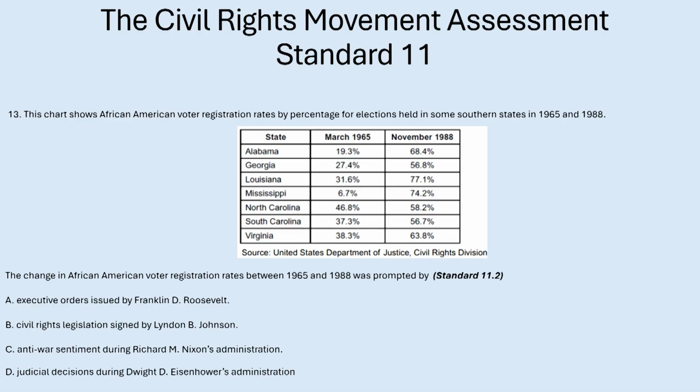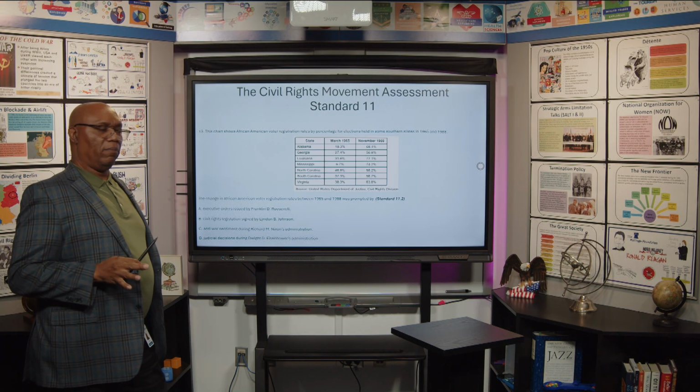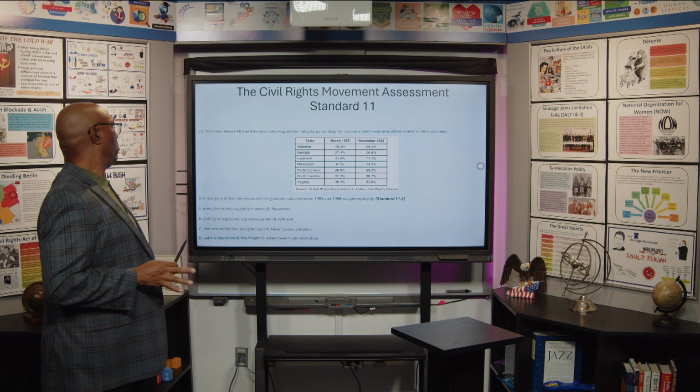This chart shows African American voter registration rates by percentage for elections held in southern states from 1965 to 1988. With the Voting Rights Act, I know that voting rights, of course, were expanded. So that means that in these southern states, the percentage of people voting should be going up every year. In 65 in Alabama, it's 19 to 68. Let's go down to Mississippi. In Mississippi it was 6.7% of African Americans voting, but by 1988, 74% of African Americans are voting. So more and more African Americans are being able to vote.